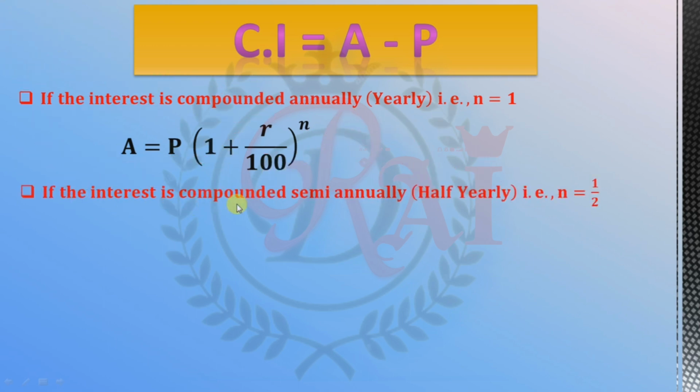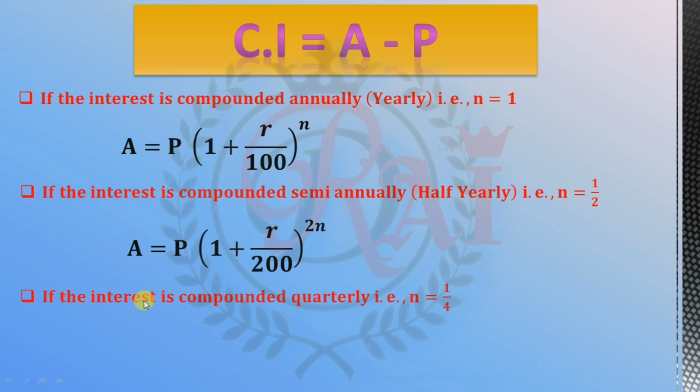If the interest is compounded semi-annually or half-yearly, that is n is equal to 1 by 2, then A is equal to P (1 plus R divided by 200) raised to the power 2n. Instead of 100, I'll write 200, and instead of n, I'll write 2n.